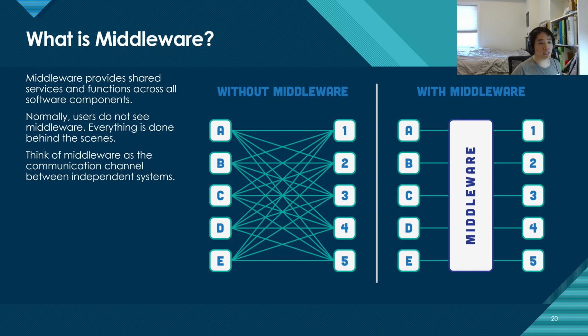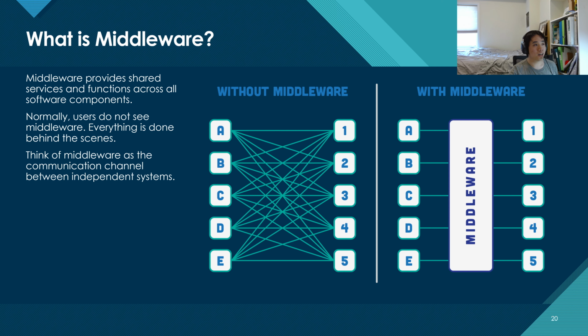So middleware helps us deal with this mess by putting itself into the middle. That is why it's called middleware. The left side can interface with the middleware to state what they want, and the middleware will deal with dispatching this message to the right resources. So you can think of the middleware as a communication channel between independent systems.